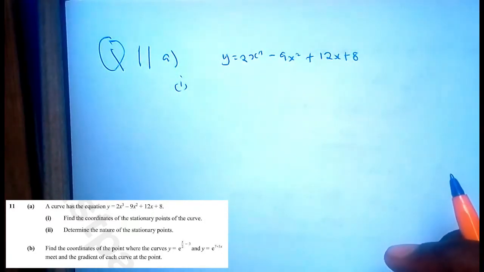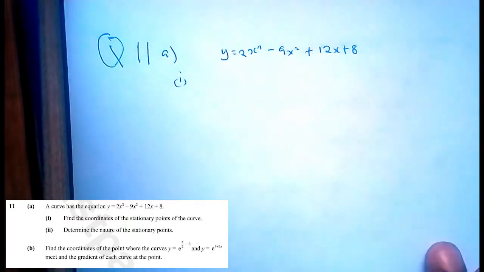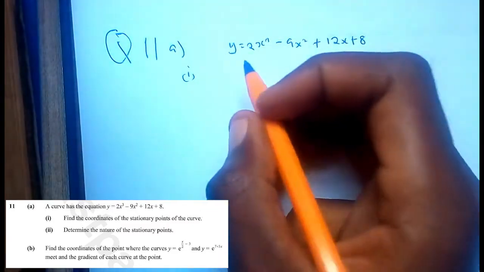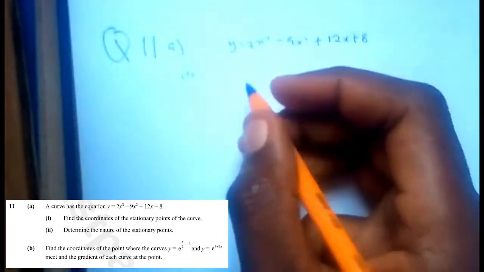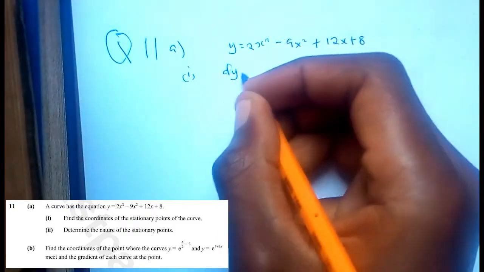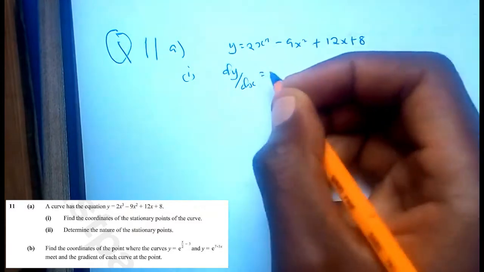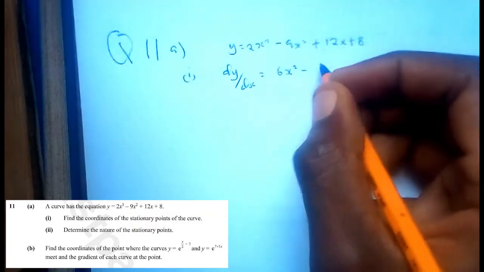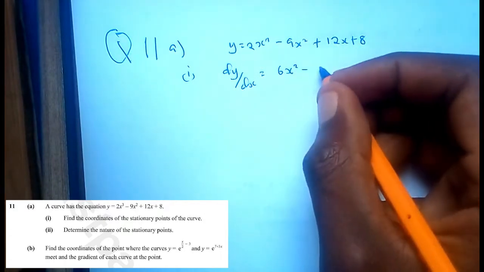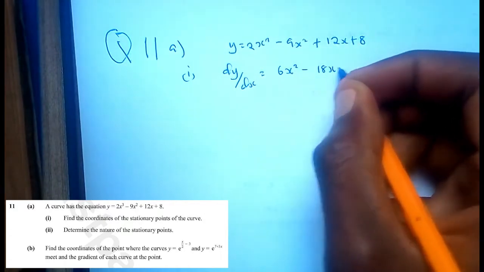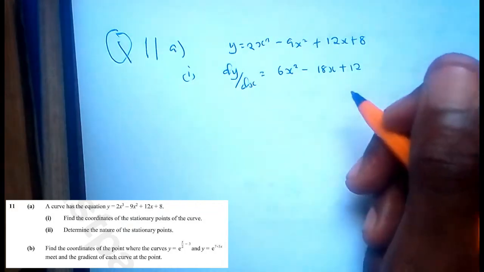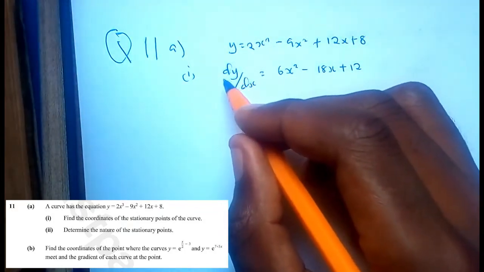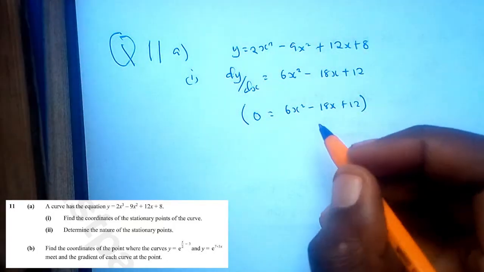Okay, stationary points. To find the stationary points, first of all, we differentiate this equation once and then equate it to 0. The gradient dy over dx will be equal to 6x squared minus 18x plus 12, because the gradient dy dx is just simply the gradient. The gradient at stationary points is equal to 0.